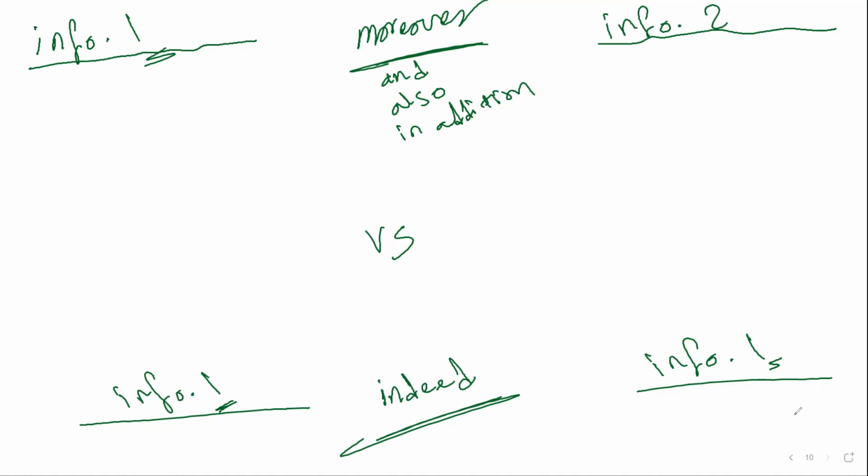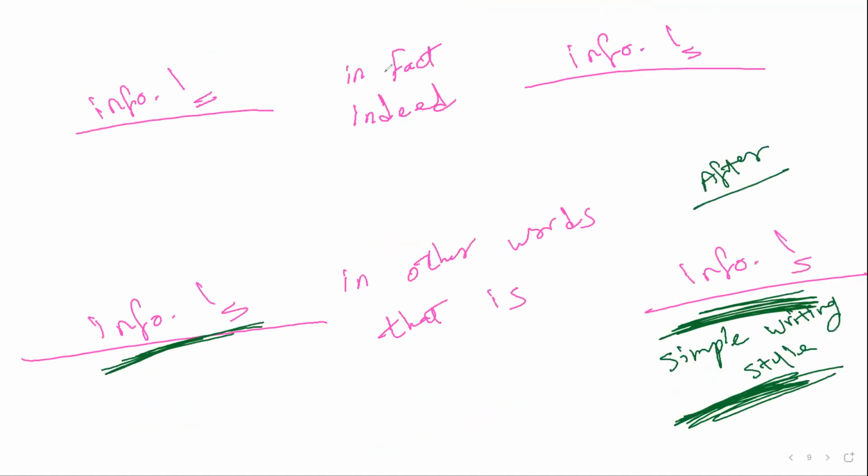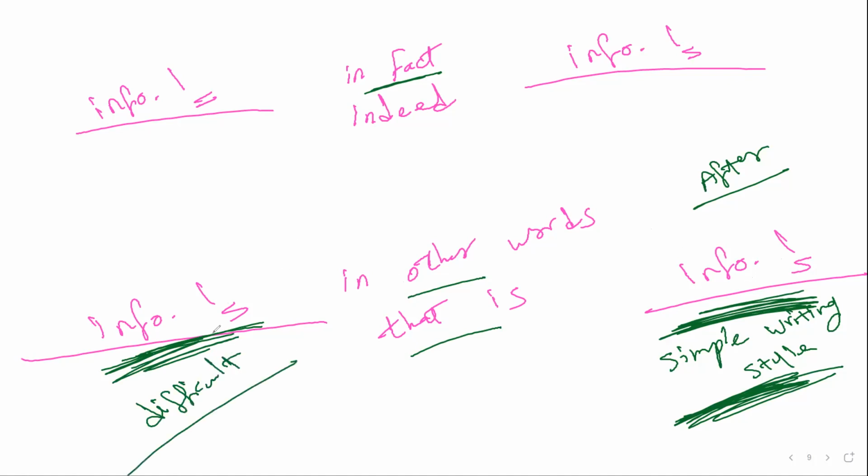But with indeed, in fact, I write the same piece of information to just emphasize. In other words, that is, I write the same piece of information, but in simple language, in easy words, to make the reader understand something a little bit difficult, a little bit complicated in what comes before. This is the distinction between them.